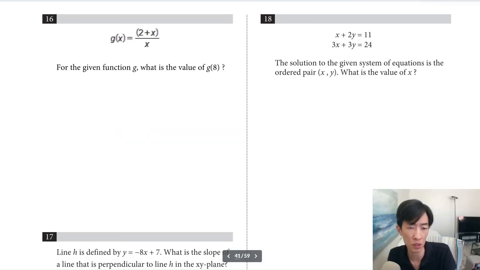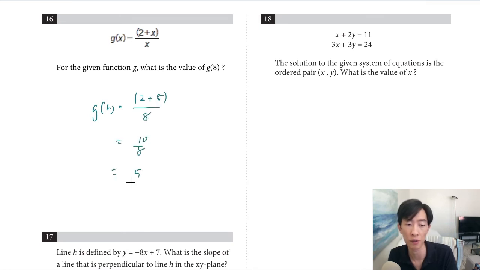Question 16, what is the value of g of 8? So this is a very simple plug in. Formally it looks like this. g of 8 is going to be 2 plus 8 over 8, and that's going to be 10 over 8, or 5 over 4.